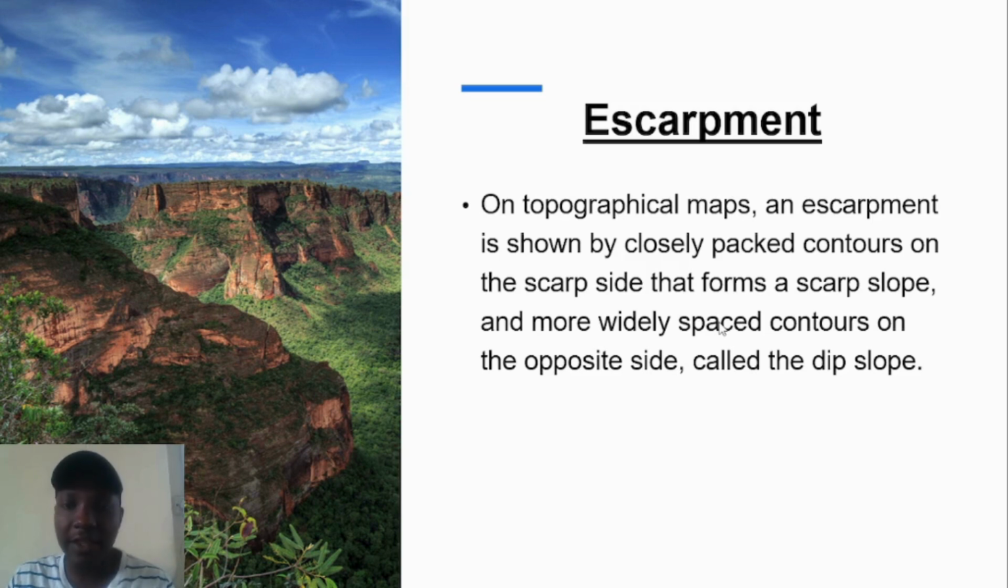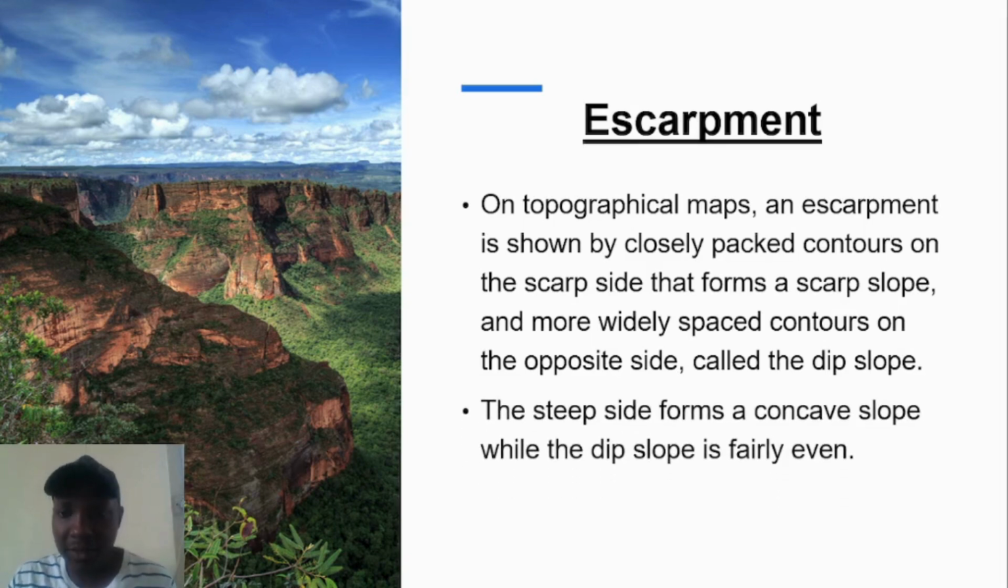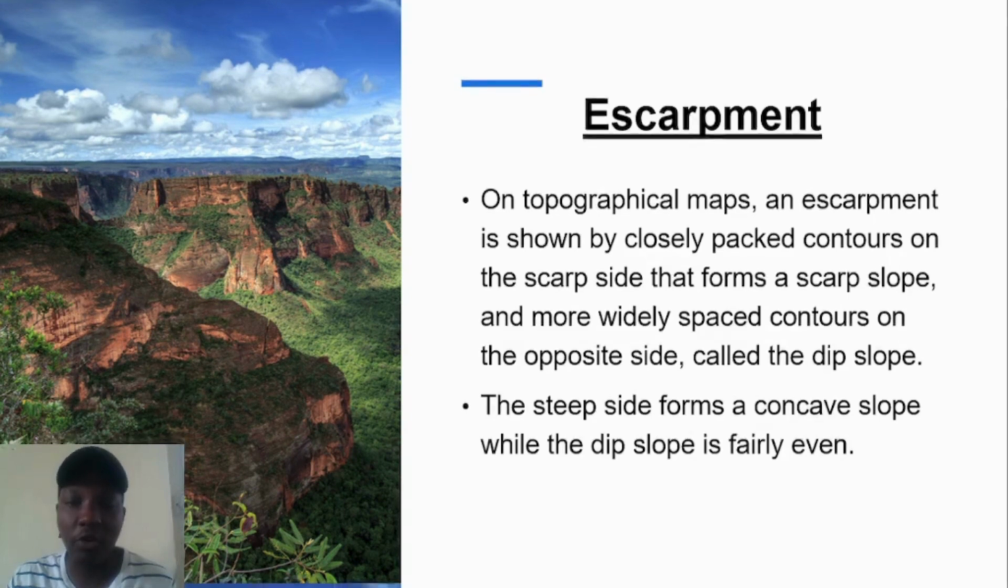So you can see in this topographical map how the escarpment can be shown by these closely packed contours on this side, the scarp side, which forms the scarp slope, and more widely spaced contours on the opposite side called the dip slope. And the steep side forms a concave slope while the dip slope is fairly even. So you can see the fairly even slope in the dip slope, and the steep side just forms this kind of concave slope. So that's how we show the escarpment in topographical maps.